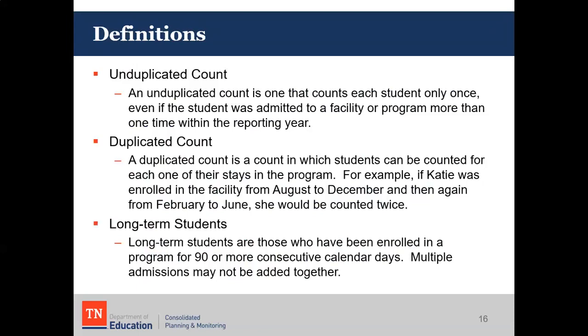And so you'll see as we go through the different data elements, we'll be indicating where that element might be an unduplicated count and where it might be a duplicated count. And the final definition is long-term students. So long-term students are those who have been enrolled in a program for 90 or more consecutive calendar days. Multiple admissions may not be added together.